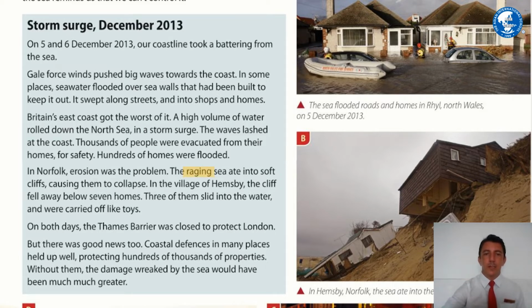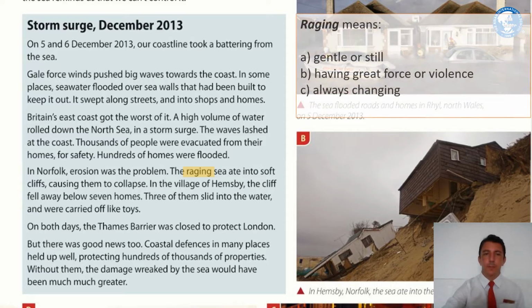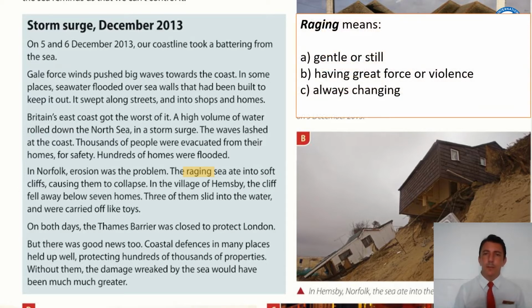So the raging sea ate into the soft cliffs. Raging means A, gentle or still. B, having great force or violence. Or C, always changing? Here it means having great force or violence.